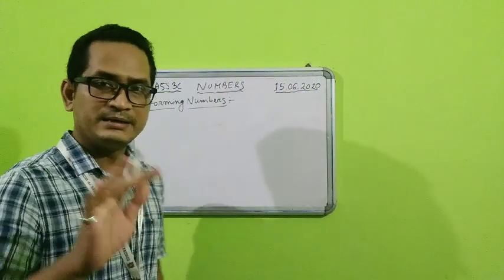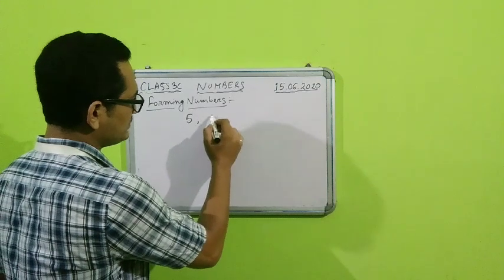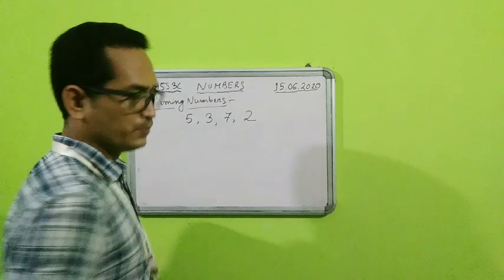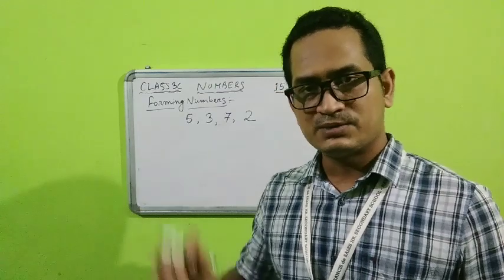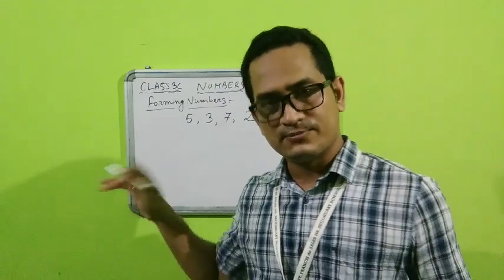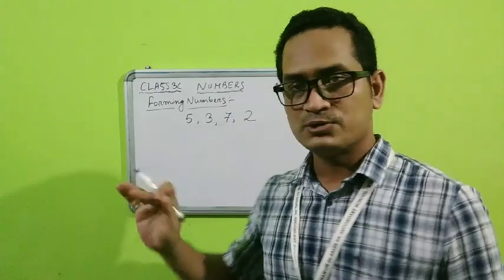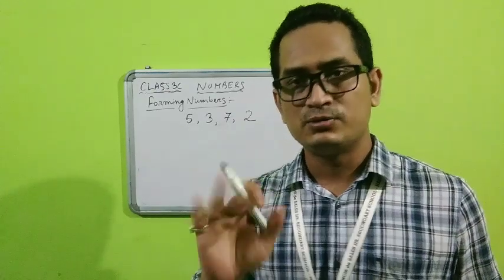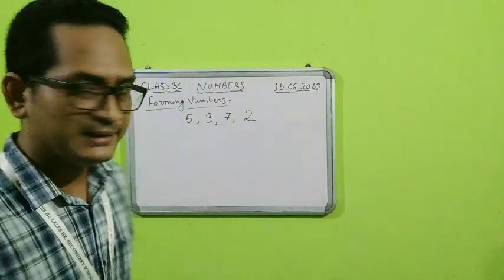Say I take any 4 digits, say 5, then 3, then 7, and suppose 2. So I have taken these 4 digits. I need to make the greatest number and the smallest number using these 4 digits, repeating only one time. That means I can use the digits only once. I cannot repeat them twice. Fine. So what do we have to do to form the greatest number?